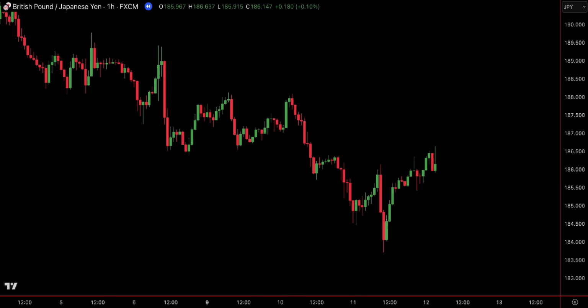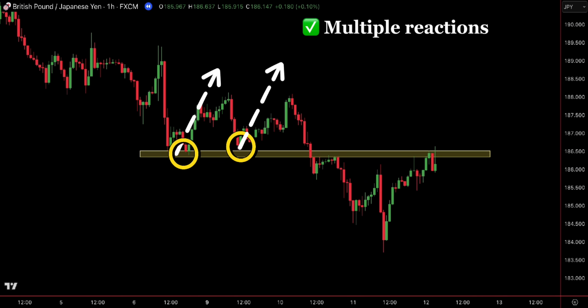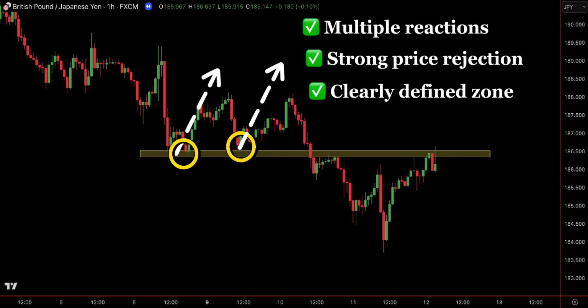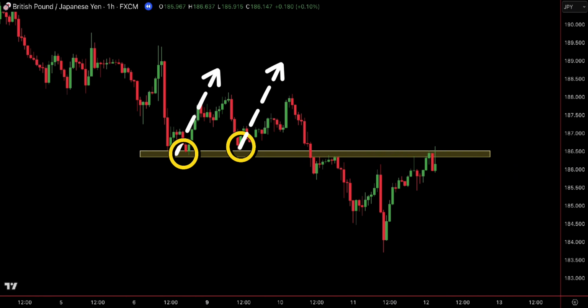Now, let's analyze the opposite setup, where a support level breaks and transforms into resistance. Before price breaks lower, we must first identify a valid support level based on these key criteria. Multiple reactions: price has bounced off this level several times. Strong price rejection: each time price touched this level, it triggered an aggressive rally. Clearly defined zone: the level is easy to spot on the chart without frequent adjustments. Eventually, price breaks below this support, signaling a shift in momentum.